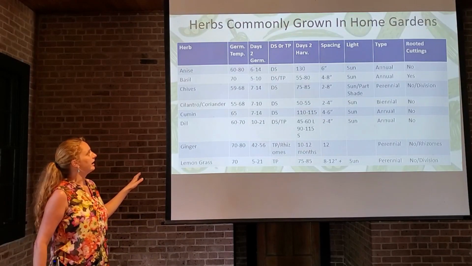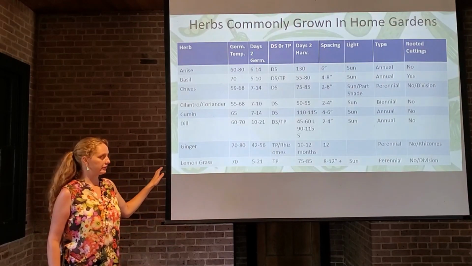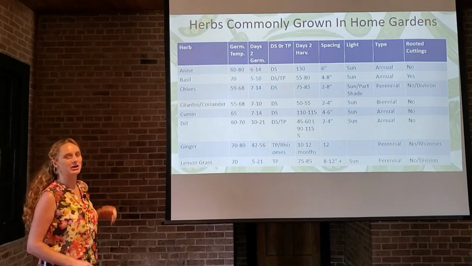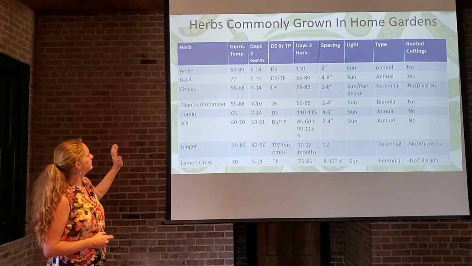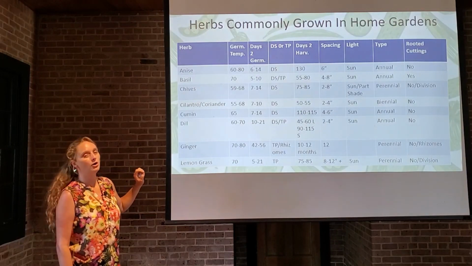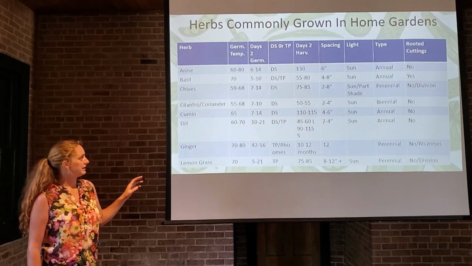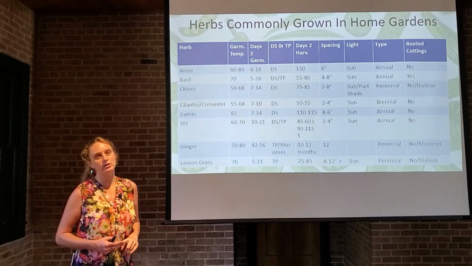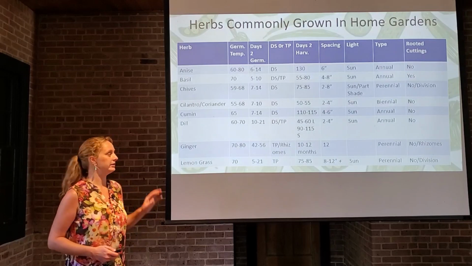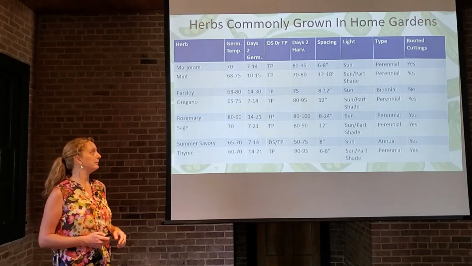These next two slides are the common herbs that we grow in our gardens here, and some cultural information. So this is for your reference, these next two slides, and we'll include this with the resources, so don't feel like you need to absorb it all at once. But what the chart shows is each herb, the germination temperature, the days to germination, whether it's direct seeded or transplanted, the days to harvest, spacing, light conditions, whether it's an annual, a perennial, or a biennial, and whether or not you can propagate it from rooted cuttings or division. So this again is for your reference, and we'll include this information for you in the resources link.